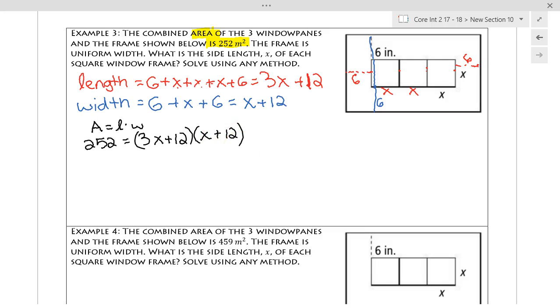From here on out, this is very similar to problems we've already done. I'm going to multiply these together, and then I'm going to solve for x. Okay? So I'm going to draw that box. I have 3x plus 12, and I have x plus 12. X times 3x is 3x squared. X times 12 is 12x. 3x times 12, well, 3 times 12 is 36x. And 12 times 12 is 144.